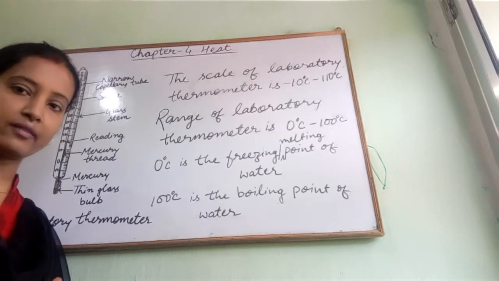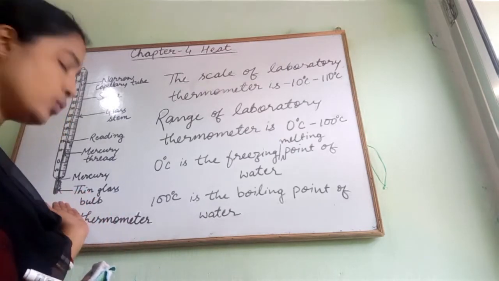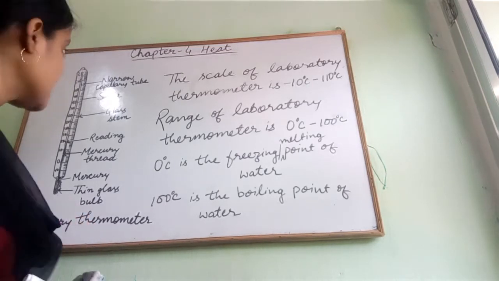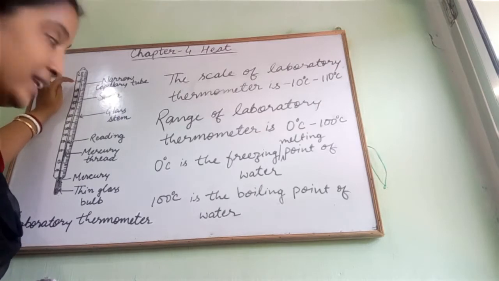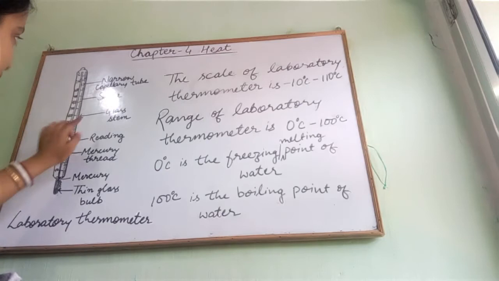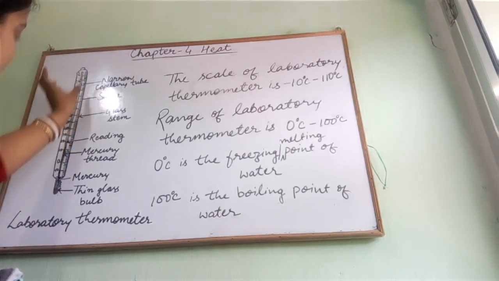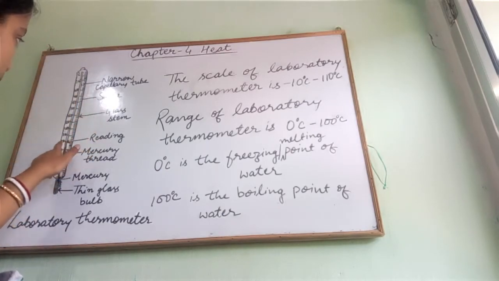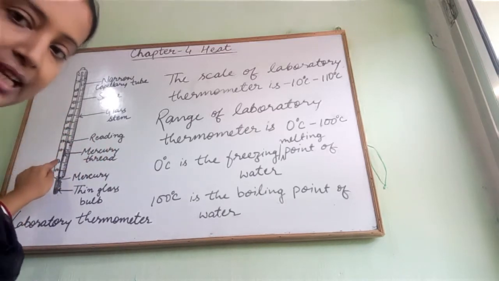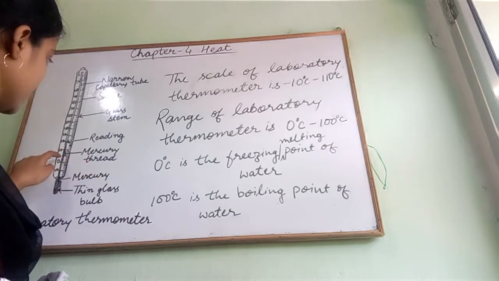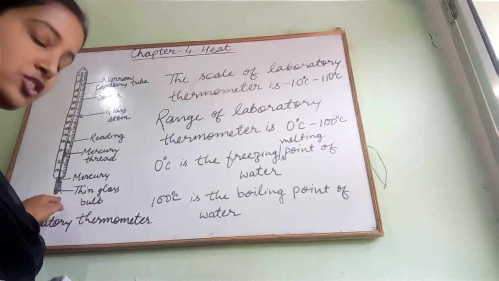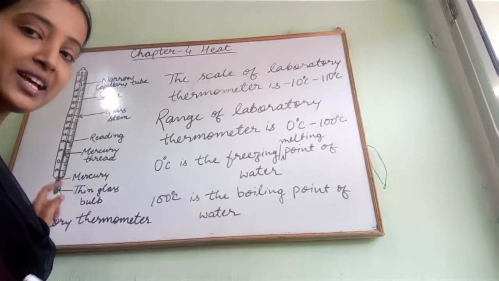So I hope that you have understood what the laboratory thermometer is and what it consists of. It consists of a narrow capillary tube in the middle. This one is the range of scale. This one is the scale. This whole thing is a glass stem. This one is the reading. We can do the reading here. Okay, these all are the readings of different types of scale, temperature. This one is the mercury thread in between. And this one is the thin glass tube which consists of mercury, pure and dry mercury.